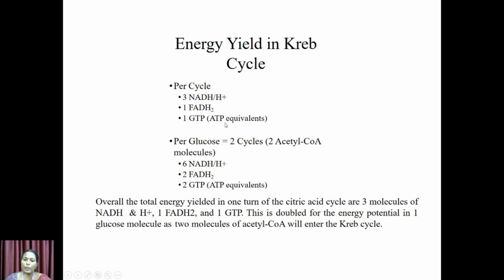This is the ATP equivalence. Next, per glucose, 2 cycles and 2 acetyl-CoA: 6 NADH plus, 2 FADH2, 2 GTP. Overall, the total energy yielded in one turn of the citric acid cycle is 3 molecules of NADH and H plus, 1 FADH2, 1 GTP. This is doubled for the energy potential in one glucose molecule as 2 molecules of acetyl-CoA enter the Krebs cycle.